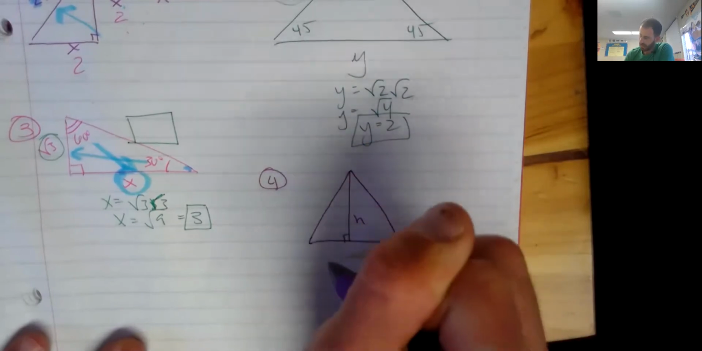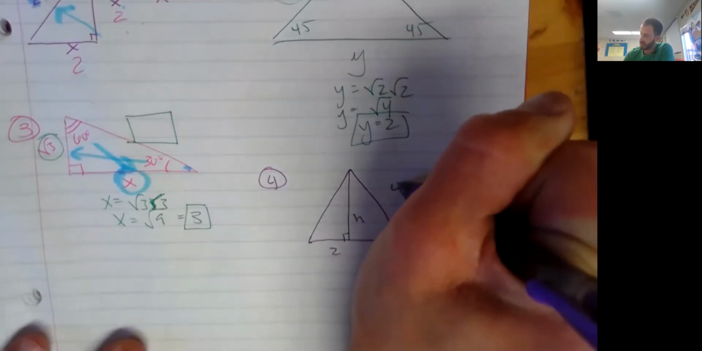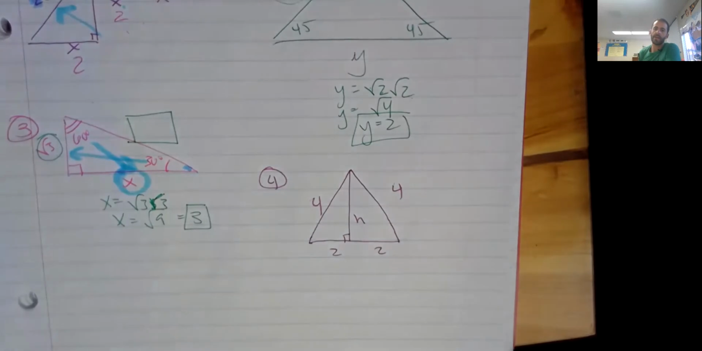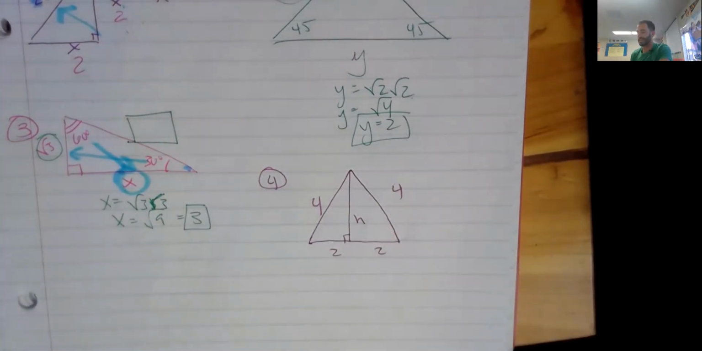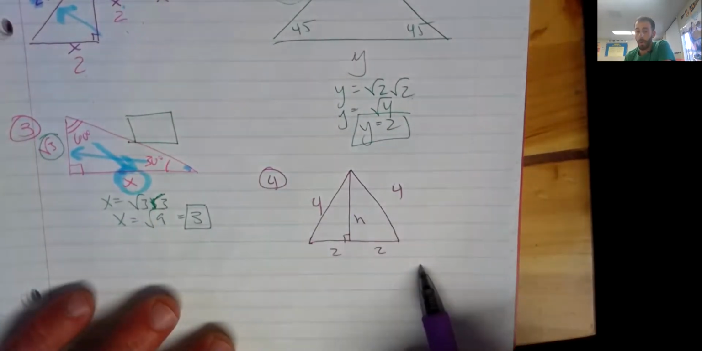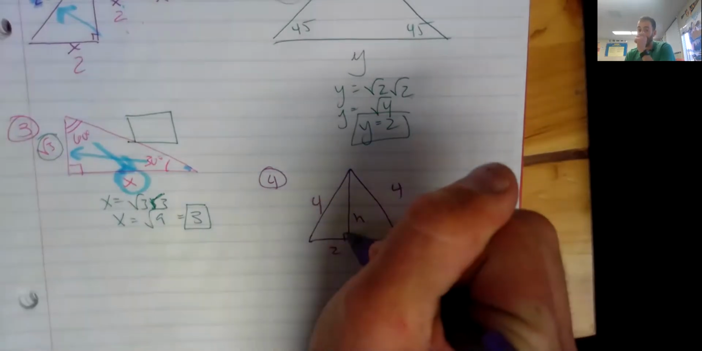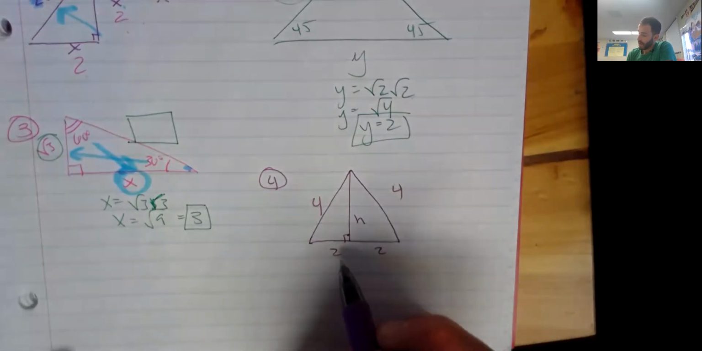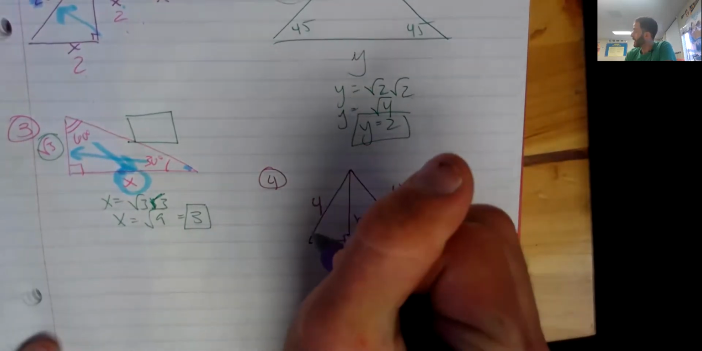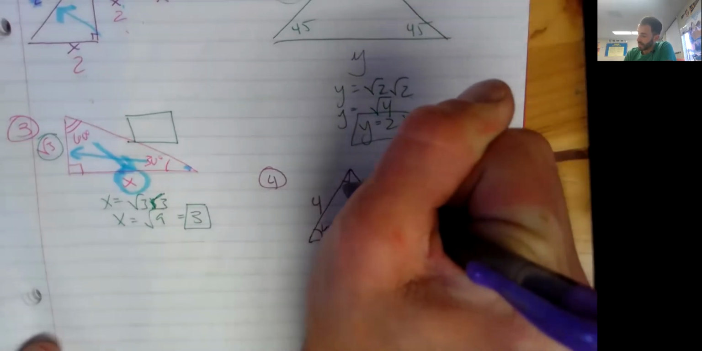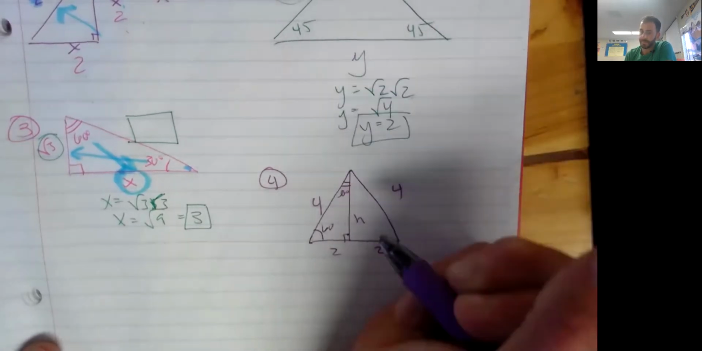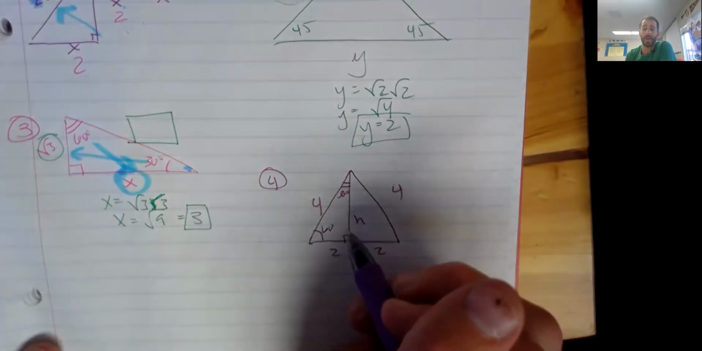To find the height here, what is this? All right, so I'm looking at this, and you know what kind of triangle it is? Equilateral, right? 4, 4, and 4. That doesn't help us at all. But we know this is 90. We know that this is 60, which means that this is 30. Here's another way we knew that.